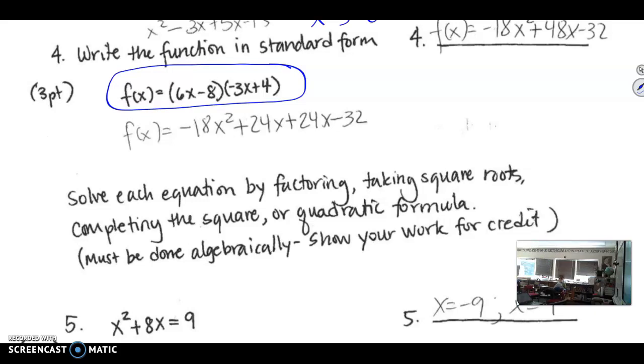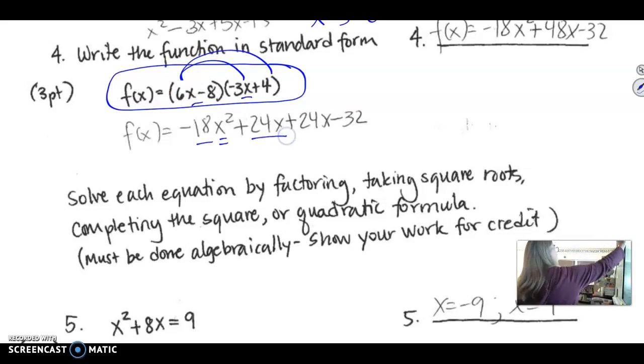No, I don't get it. Okay, so you're going to FOIL. 6x times negative 3x. 6 times negative 3 is negative 18. X times x is x squared. So negative 18x squared for the first two. The outside is 6x times 4, which is 24x. And then negative 8 times negative 3. Watch your negatives. It would be positive, 24x.